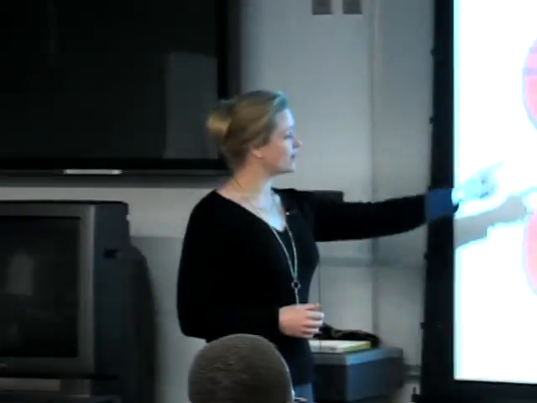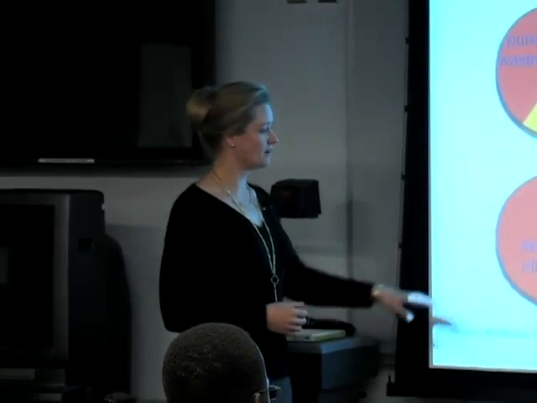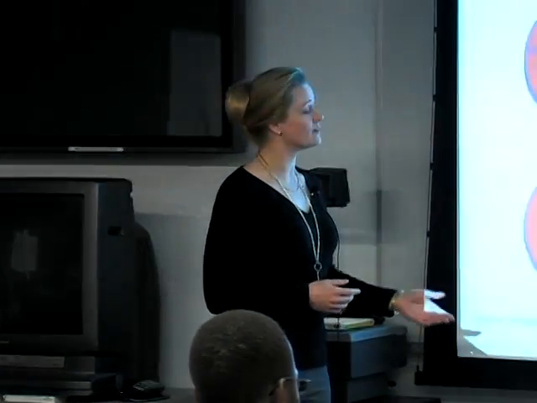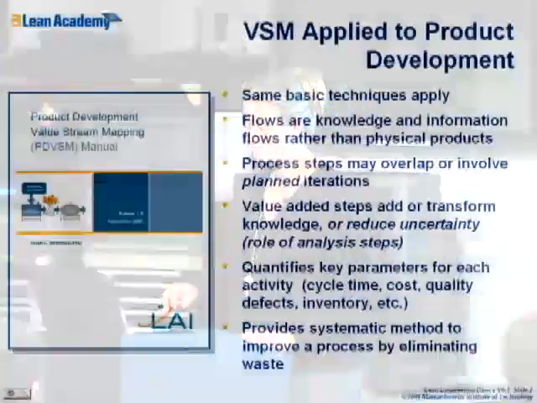And not only is effort wasted, but time is wasted. 62% of tasks on average were idle at any given time in a survey of particular companies, and 50 to 90% of task time is found to be idle in various Kaizen type events that are run in an engineering context at different kinds of companies. So clearly there's lots of room for improvement here in the process of engineering.